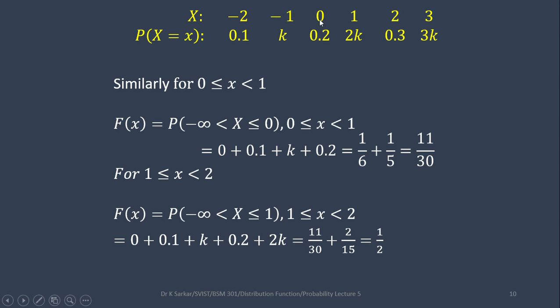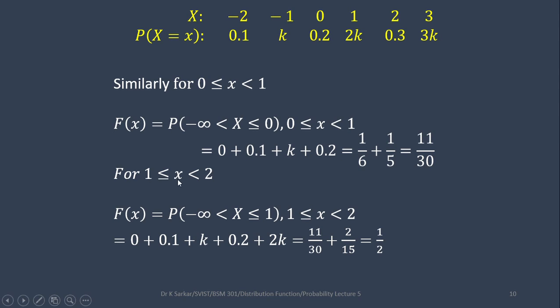Next interval is 0 to 1. For 0 to 1, the distribution function is, you have to take up to 0. So the previous one you can write: 0 plus 0.1 plus k plus 0.2, up to 0. Less than 1, so you should not take for 1. Less than 1 means 0, so you have to take up to 0. And this much from 0 to k, this calculation is already there, 1 by 6, plus 2 by 10. 2 by 10 is 1 by 5, so it is 11 by 30.